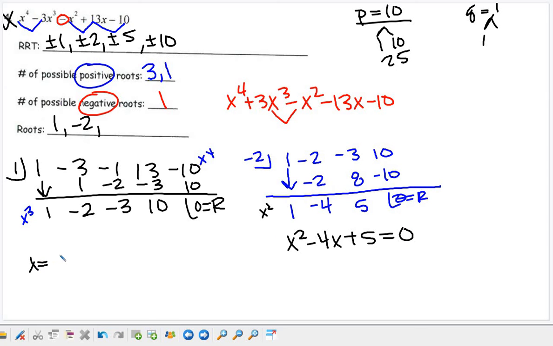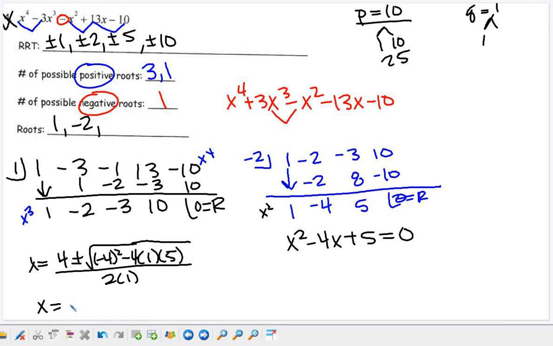So x is equal to the opposite of b plus or minus the square root of b squared minus 4 times a times c, all over 2 times a. So I have 4 plus or minus the square root of negative 4 squared minus 4 times 1 times 5. It's negative 4 over 2. So that's 4 plus or minus 2i over 2. And then that all reduces by 2. So 2 plus or minus i.